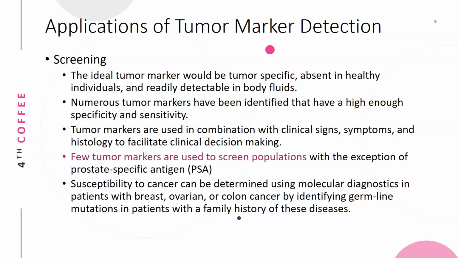The only tumor marker that is widely used for screening populations for cancer is the PSA, and that is used to screen for prostatic cancer. You can also potentially test for susceptibility to cancer using molecular diagnostics in patients with breast, ovarian, and colon cancer, looking for germline mutations in patients with a family history of breast, ovarian, and colon cancer.